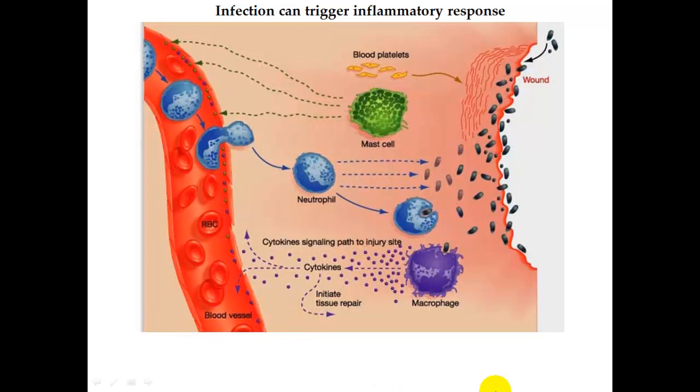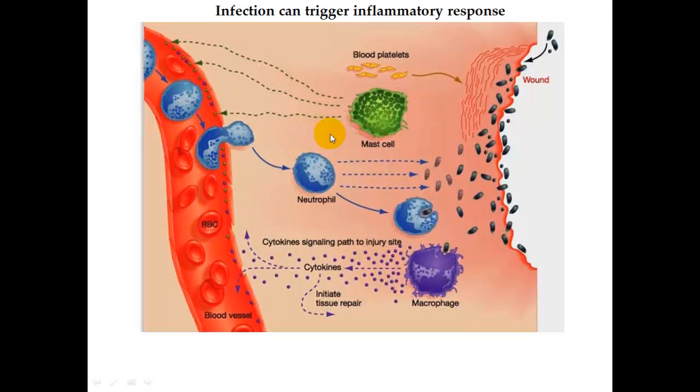So here is the surface of the body somewhere. This is showing that a wound has happened, and associated with that wound, bacteria have now infiltrated the body. What you have here deep in the body is a blood vessel, and blood vessels contain blood, which has red blood cells in it, and certain types of white blood cells, for example, neutrophils.